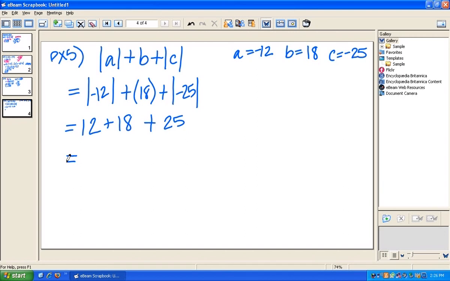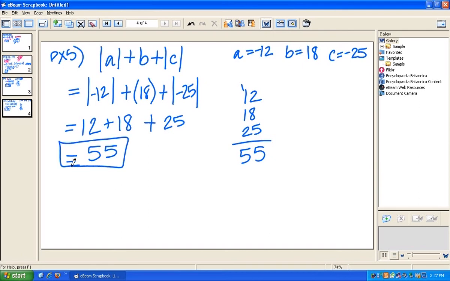Equals. Now I just get to add my numbers in a left to right fashion. They're all positives, so if I want, I can just make a big list: 12 plus 18 plus 25. 5 plus 8 is 13, plus 2 is 15. 2 plus 3 is 5. Or 2 plus 1 is 3, plus 1 is 4, plus 1 is 5. My answer is 55, and they were all positive, so that's a positive answer.